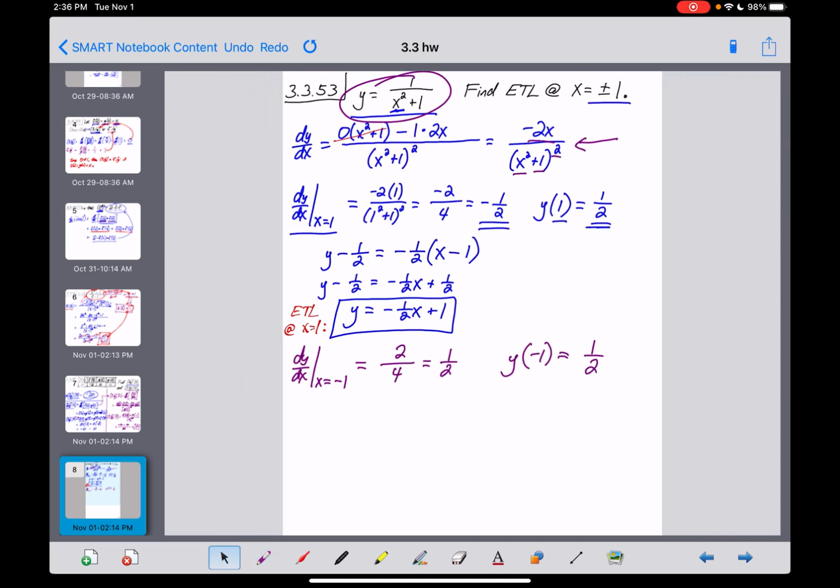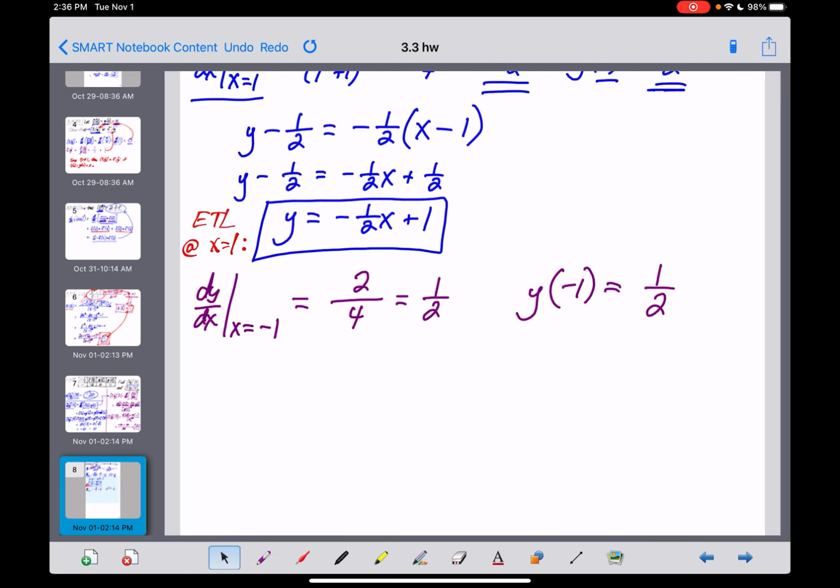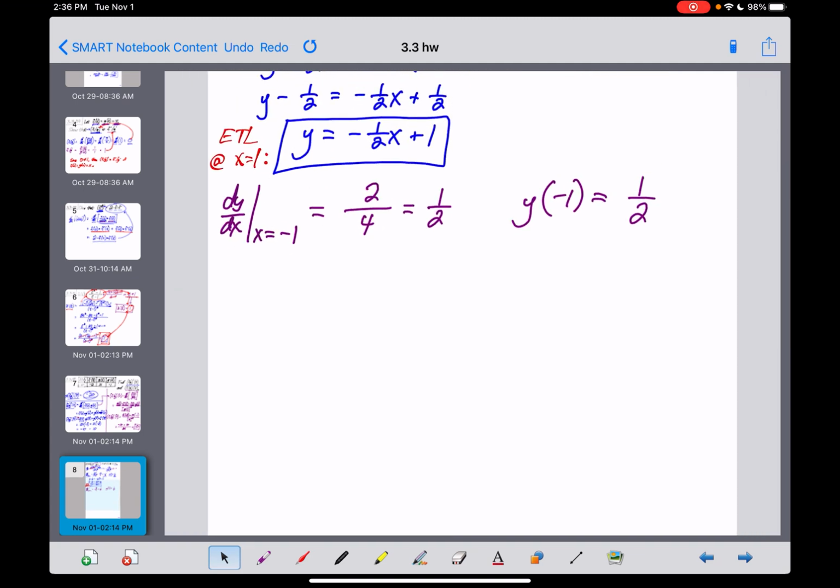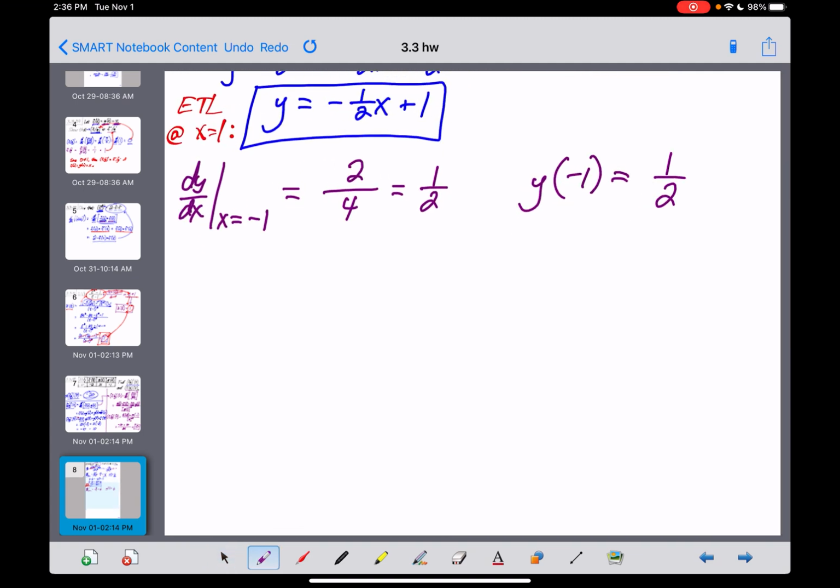So we know the slope of our new tangent line, and we know a point, or I should say our new point of tangency. So now we can go ahead to point slope form. Y minus your y coordinate, which is 1/2, equals your slope, which is positive 1/2, times x minus your x coordinate. X minus negative 1 is going to become an x plus 1.